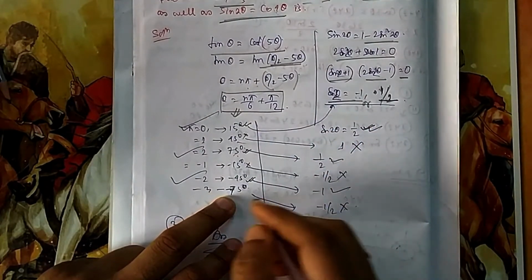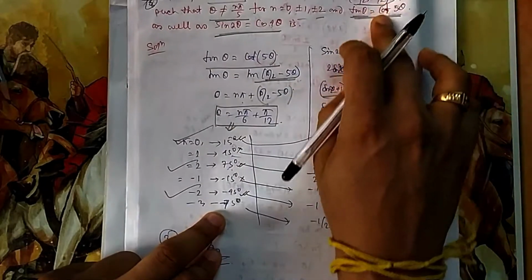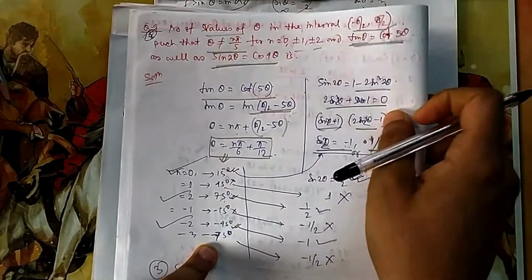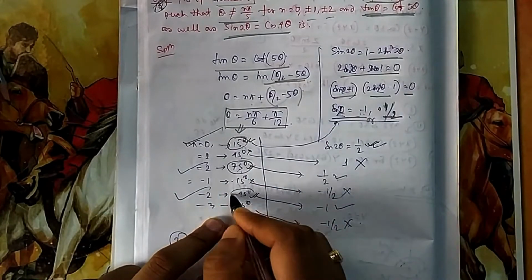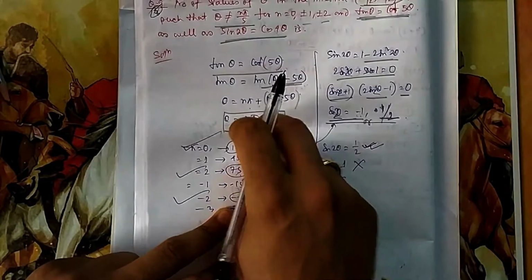So how many values are possible? If you go beyond, then it will cross the minus 90 limit, so I cannot go beyond that. So how many solutions do I have? 1, 2, 3. So these are the theta values which satisfy these.